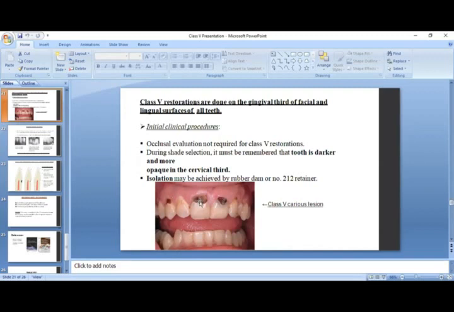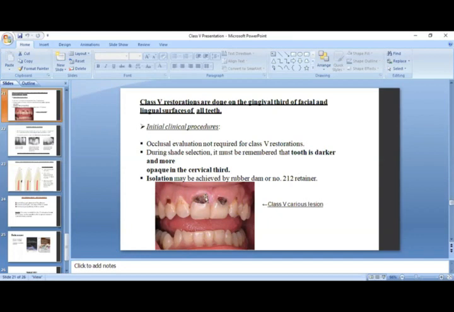This is the location of the case region. During the shade selection, it was remembered that the tooth is darker and more opaque in the cervical area. What does that mean? As you can easily see, the normal tooth structure is darker in that area, and it's light on the incisal area. This is the incisal area, and this is basically the cervical area.